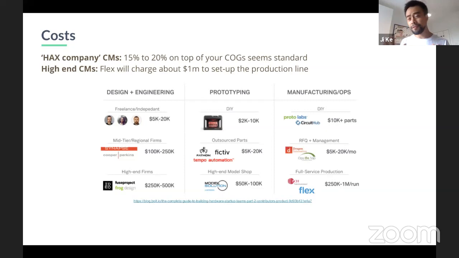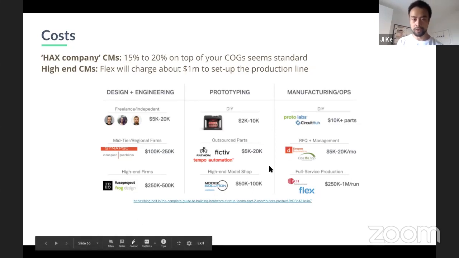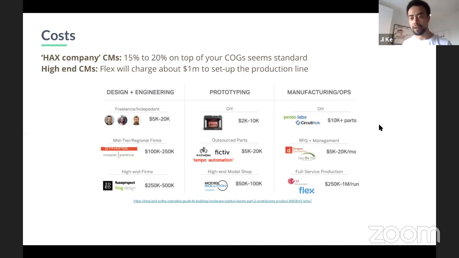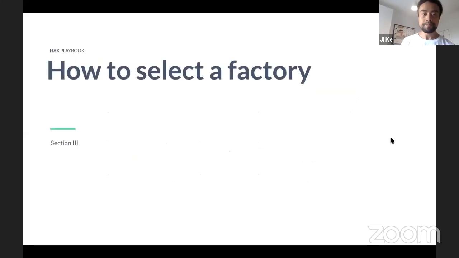So here is a very rough breakdown of the cost for when Bolt.io did the design, engineering, prototyping, manufacturing, etc. I have to say every project and every product is very specific, so take this as a relative term, not as an absolute value in these cost associations. Okay, cool. So how do you select a factory, right?